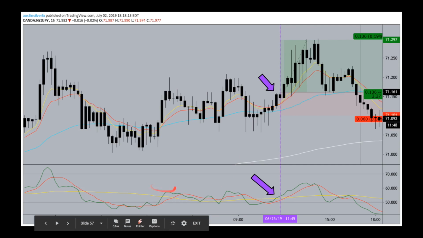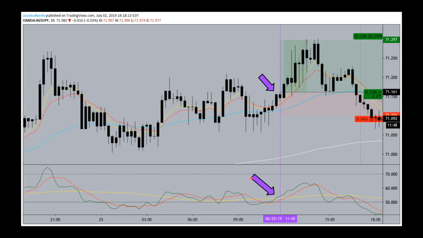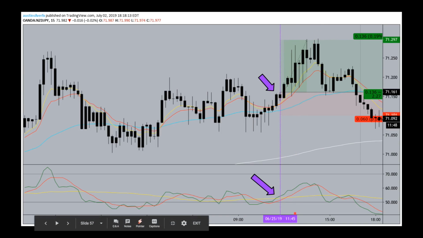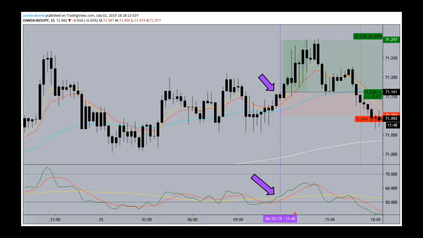It's a good looking TDI. It's not really overbought during the trading session previous. It was overnight, but during the London session, it really wasn't. So this breakout here at 11:45, kind of almost in the afternoon, to me would make sense.